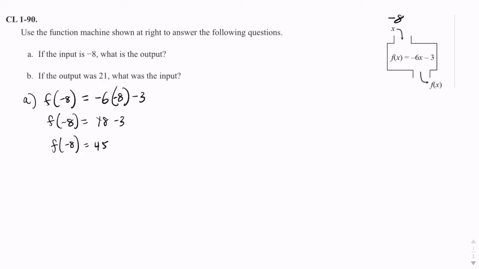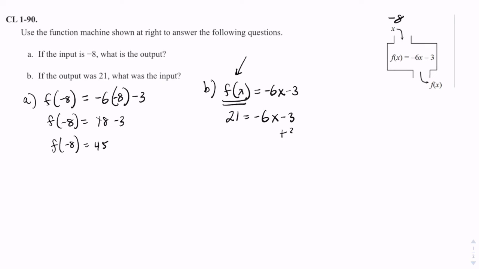And for B, it says if the output was 21. So if the function is f of x equals -6x minus 3, when they're talking about the output, they're talking about f of x. So I'm going to replace that with 21, and I'm going to solve for the input, which is x, right?